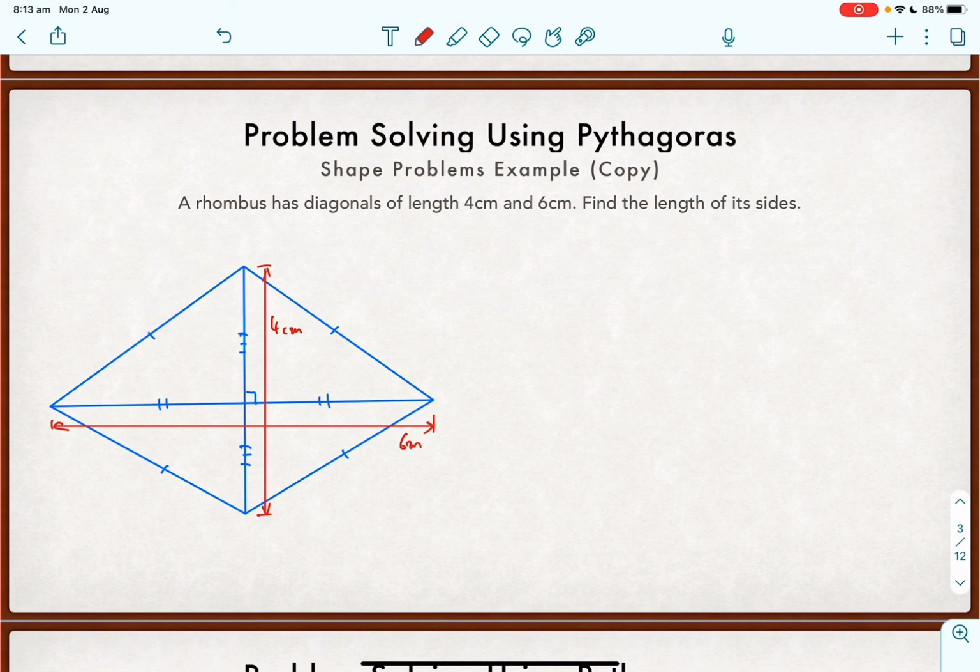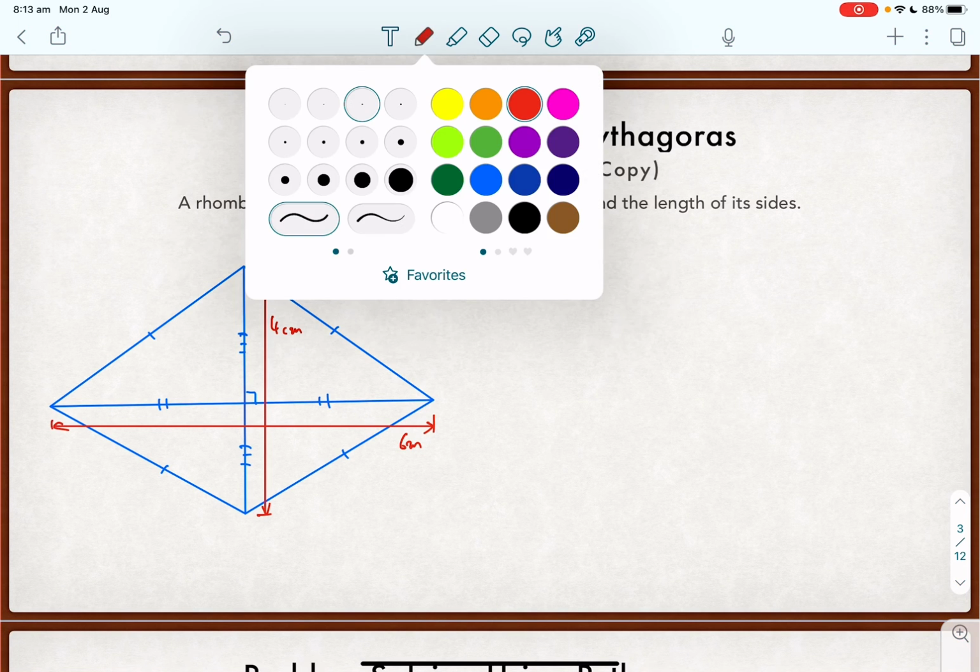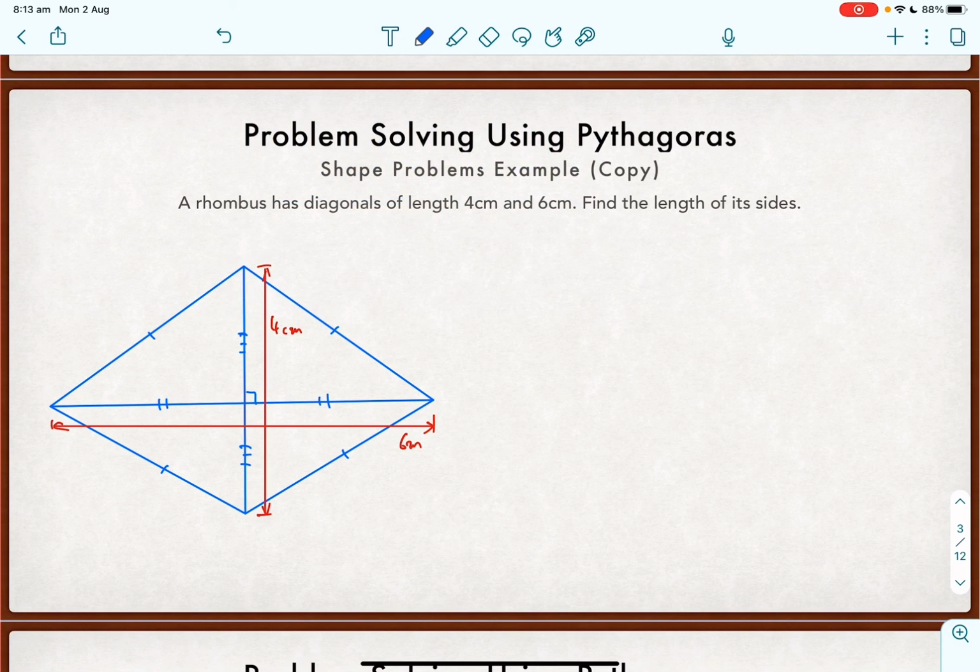To do this, you need to find a right angle triangle first, because using Pythagoras, the only requirement is that it must be a right angle triangle. So for a shape question, try to find a right angle triangle that contains two sides that we know and one side that we don't know. In this case, you can pick any of the triangles, they're basically the same. So this triangle here is a right angle triangle, and we know two other sides.